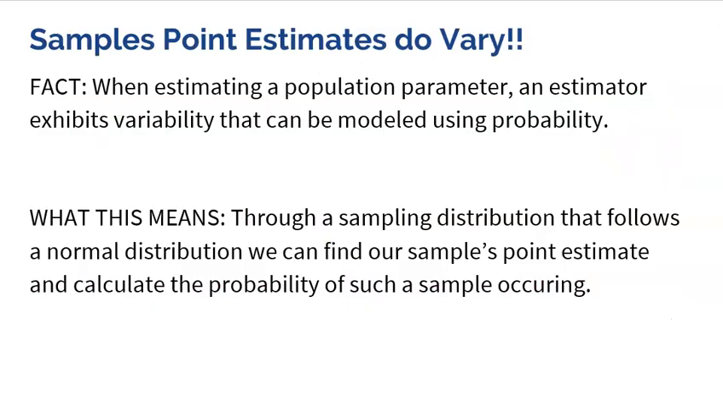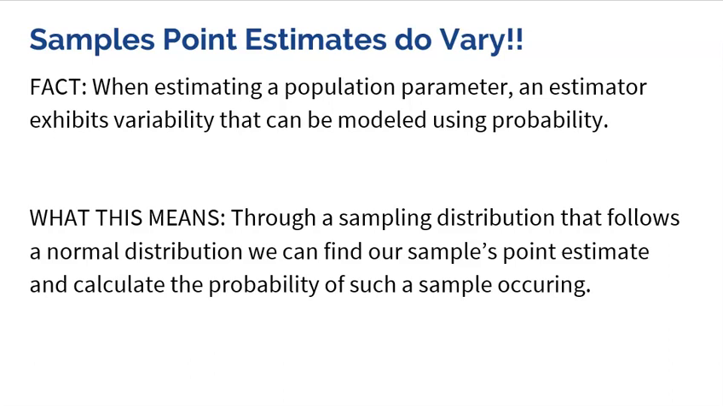All right, so here's a fact. When estimating a population parameter, a single estimator exhibits variability that can be modeled using probability. What am I saying here? Through a sampling distribution that follows a normal distribution, we can find our sample's point estimate and calculate the probability of such a sample occurring.